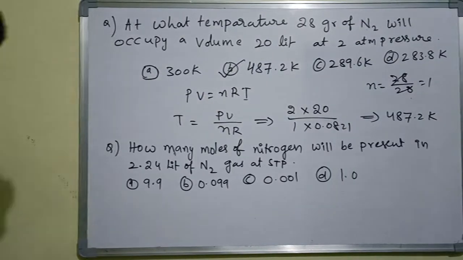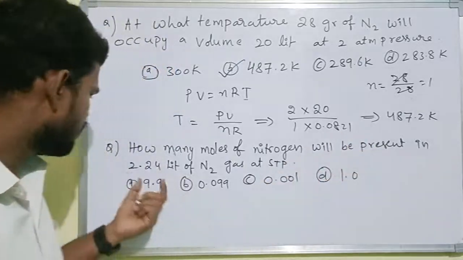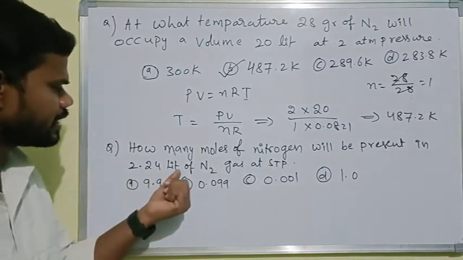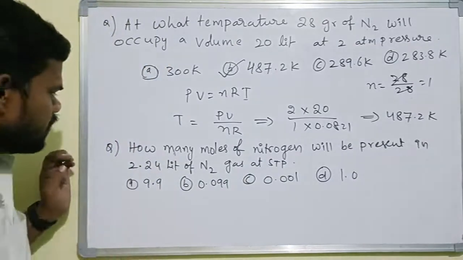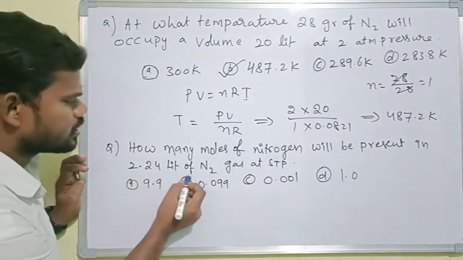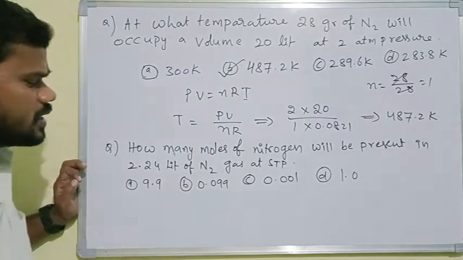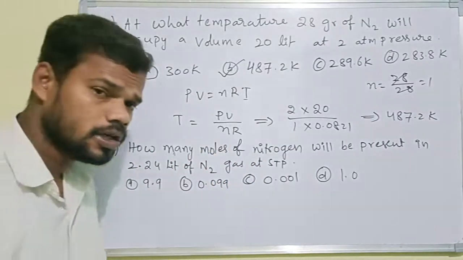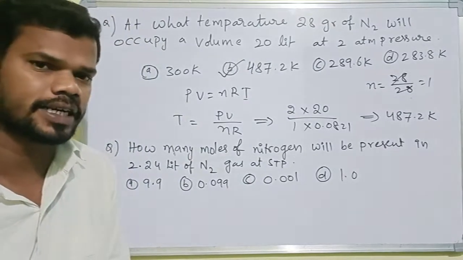See next question. How many moles of nitrogen will be present in 2.24 liters of N2 gas at STP? Clear? So at STP, 2.24 liters of N2 gas, how many moles of nitrogen will be present in that? We can calculate the number of moles now.